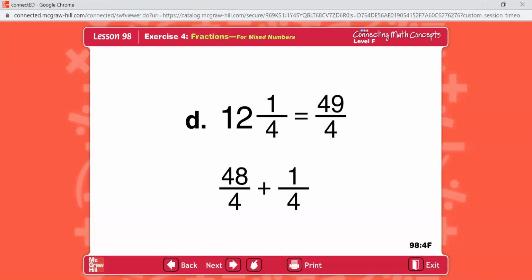Work the rest of the problems in part 1. Pause the video now to do so. Resume when you're ready to check your work. Problem C. 3 days equals 3/7 weeks. Problem D. 120 months equals 10 years. Problem E. 2 days equals 48 hours. Problem F. 252 inches equals 7 yards.